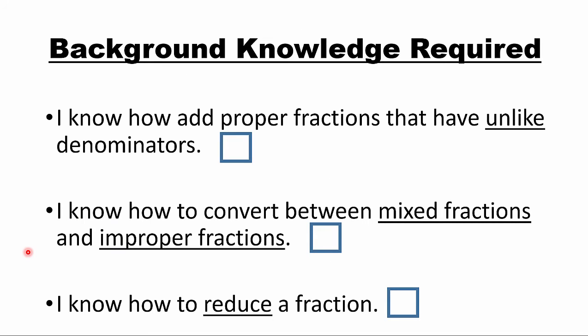So before we begin, let's make sure we have some necessary background knowledge. What I'd like you to ask yourself first is, do you know how to add proper fractions? Even before that, do you know what a proper fraction is? If you don't, you may have to go back and research that a bit. But if you know what a proper fraction is and you know how to add them if they have unlike denominators, so if the denominators don't match, do you know how to do it? If you can, put a check mark in there. That means you got it.